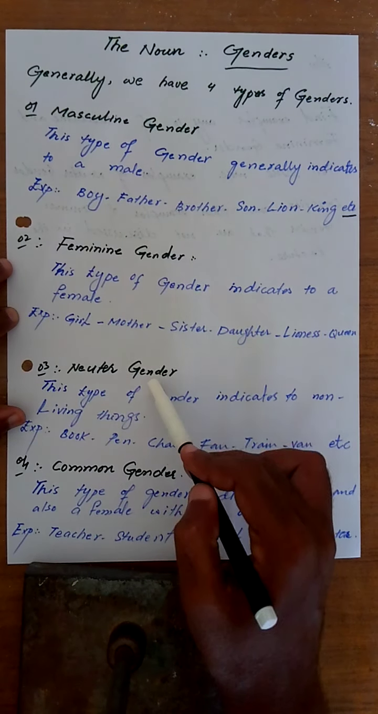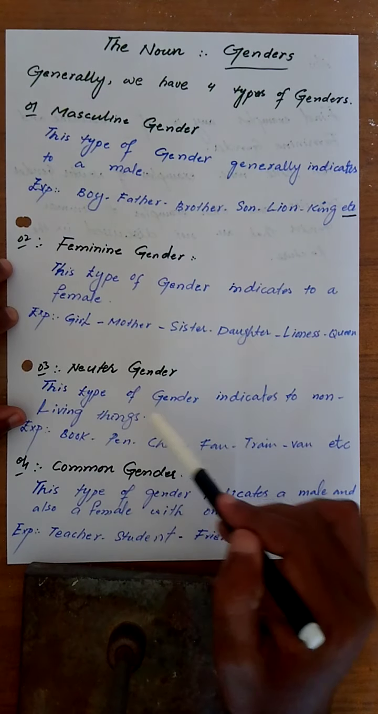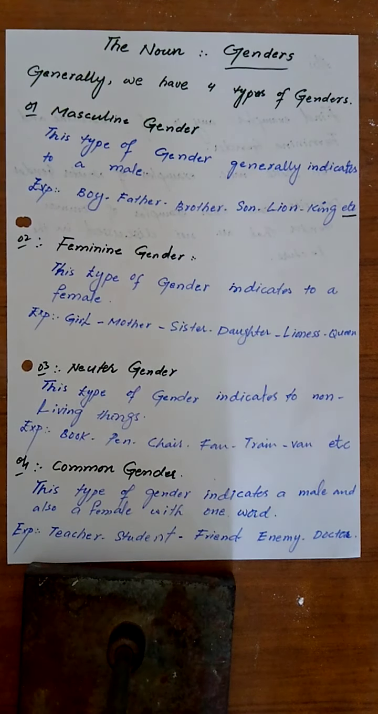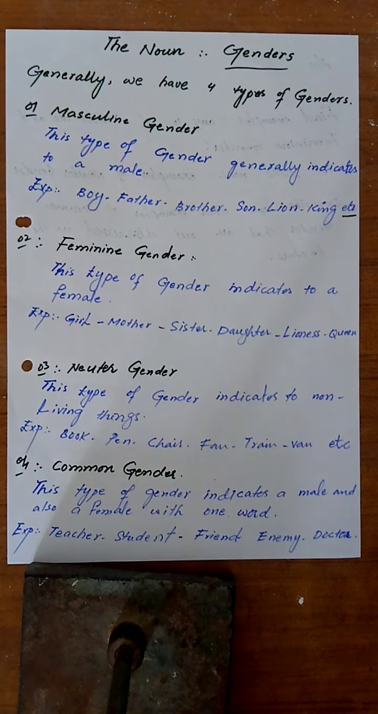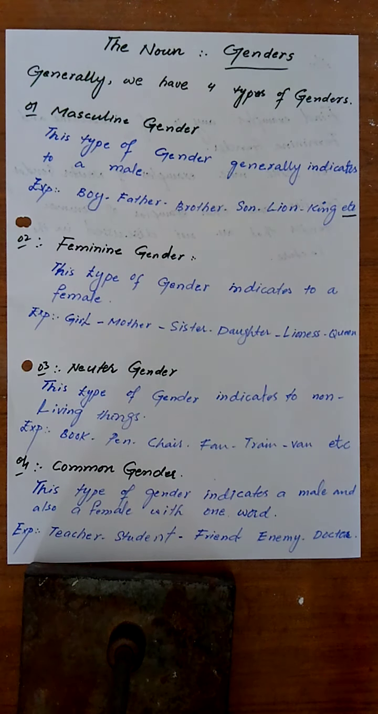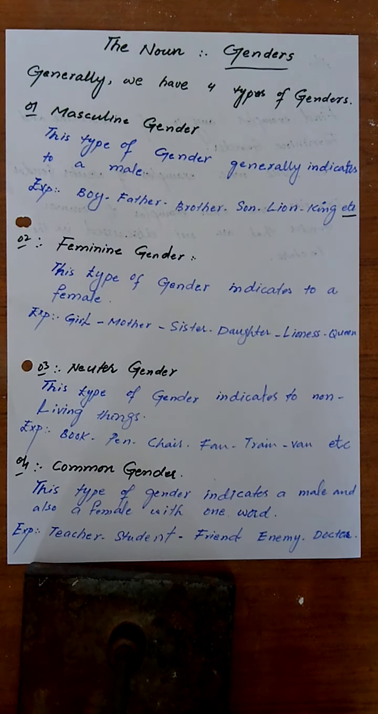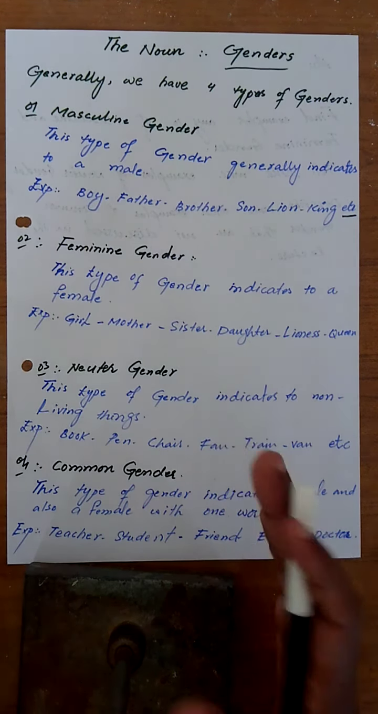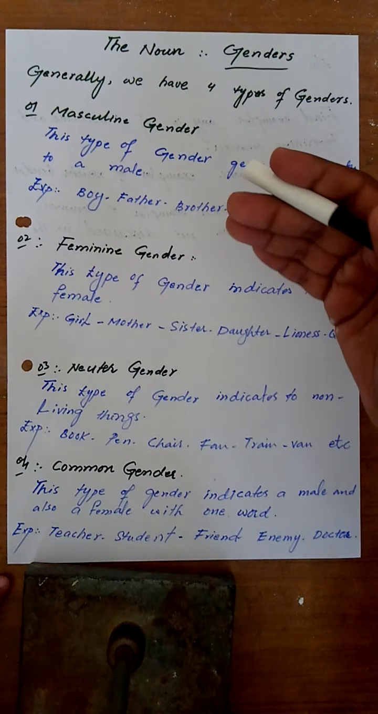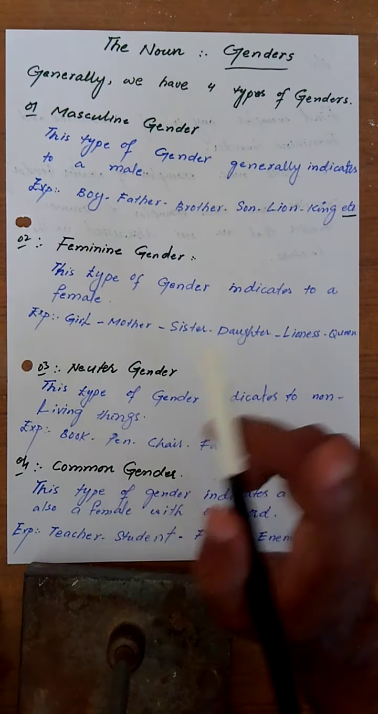Good. Number 3, neuter gender. This type of gender generally indicates non-living things. As you can see many things with your eyes, you can call some male or female, but a non-living thing cannot be called masculine or feminine. A non-living thing will be called neuter gender. It will not be called feminine or masculine gender.